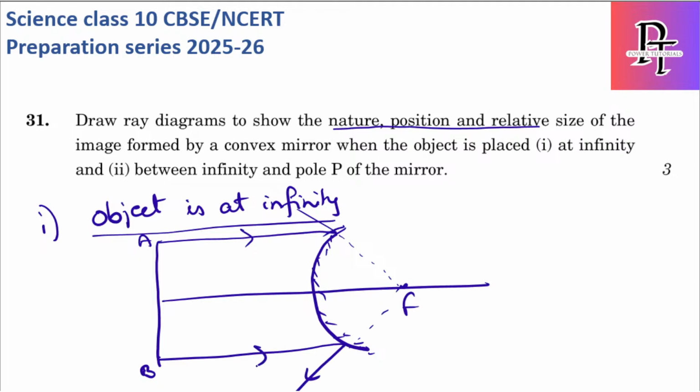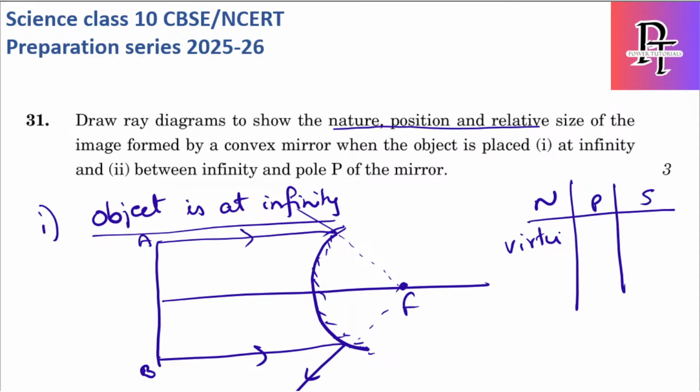So what is happening here? The image is found at the focus. I will write here nature, position and size. What is the nature? It is virtual. The nature is virtual and erect. Where is the position? At the focus. What about the size? Highly diminished, and you can also say it is point sized.